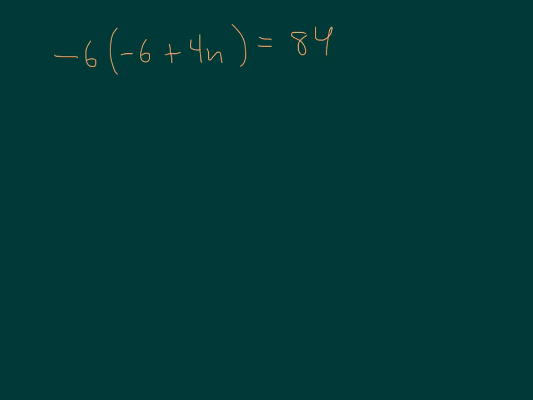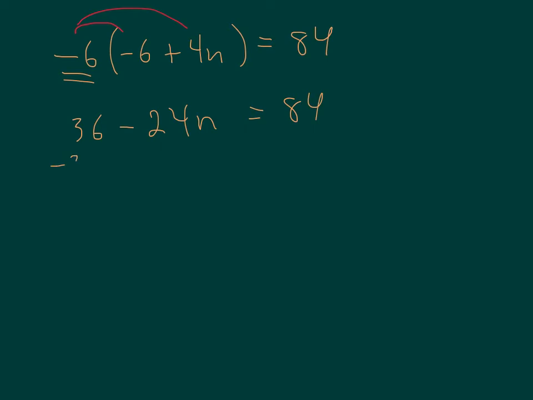Our next problem has a little bit more beef to it. First thing I see here is distribution, so we've talked enough about distribution. Let's just distribute that negative 6 carefully. Negative 6 times a negative 6 is a positive 36, and the negative 6 times the positive 4 is going to be a negative 24n equals 84. Now what?